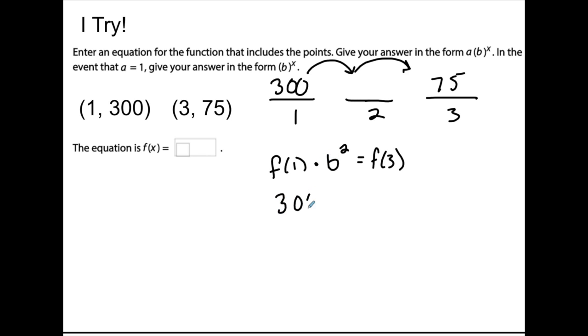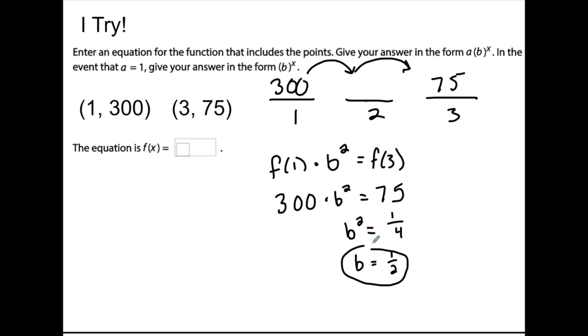But f of 1 is 300, and f of 3 is 75. And by dividing, I get 75 over 300, which is 1/4. And by taking the square root, I know b has got to be either positive or negative a half, but it can't be negative a half because b has to be positive. That's by definition of an exponential function. So b has got to be a half. Okay, another way to think about it is this. What do I have to multiply by 300 to get 75? 1/4.